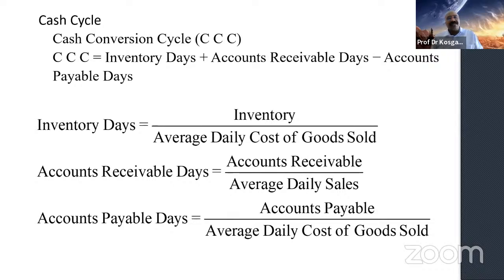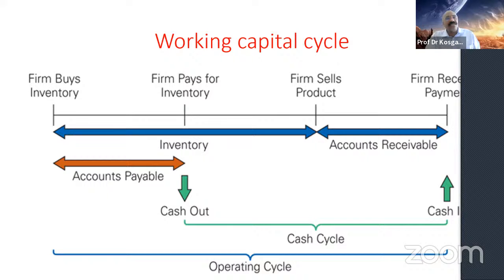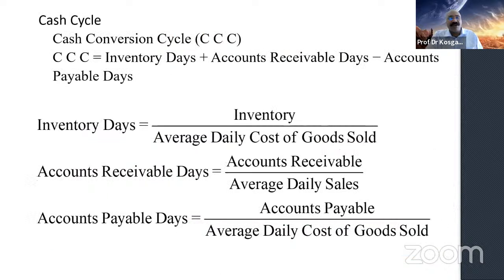Inventory days is calculated as inventory divided by average daily cost of goods sold. Now, from where do we count all these things? Always fall back to this slide. Inventory days, firm pays for the inventory, firm sells product, firm receives the payment, cash cycle, operating cycle, accounting cycle, inventory cycle. Whatever figure falls into it, that's the amount that you are going to use in the formula.